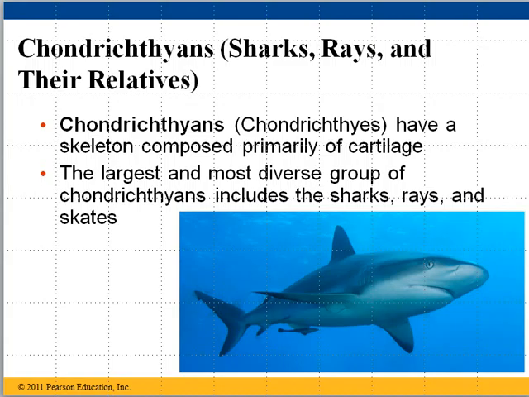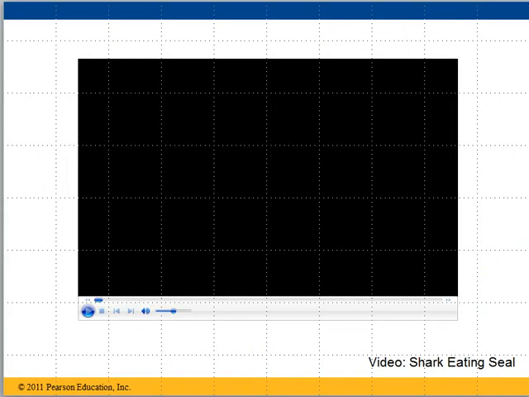The largest and most diverse group of chondrichthyans includes the sharks and the rays and the skates, which you're probably familiar with. We have some videos within the notes folder of Chapter 34. I don't think every video is put in there, but I tried to put in at least about 10 different videos, so you can look for those. Various videos of sharks and manta rays and other cool creatures.